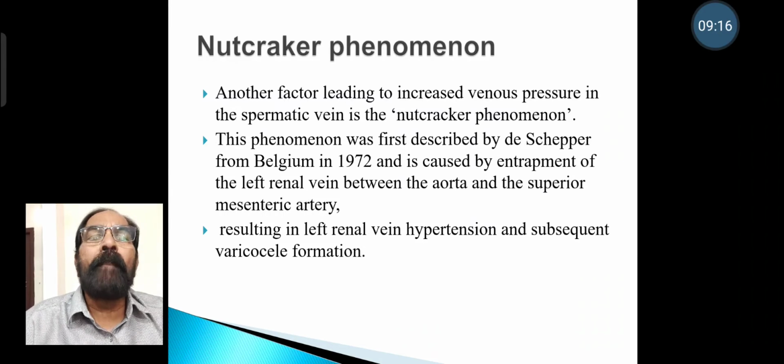Nutcracker phenomenon. Another factor leading to increased venous pressure in the spermatic vein is the nutcracker phenomenon. This phenomenon was first described by Schipper from Belgium in 1972 and is caused by the entrapment of the left renal vein between the aorta and the superior mesenteric artery, resulting in left renal vein hypertension and subsequent varicocele formation.